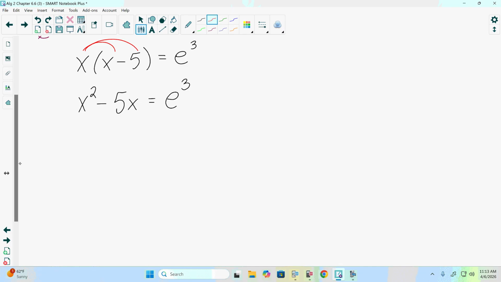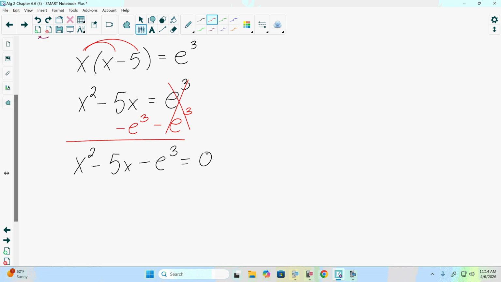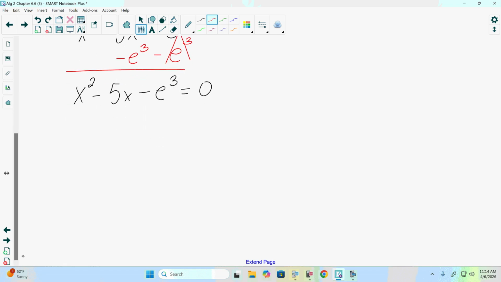I do have an x squared term, yes? So I have to get this equation equal to 0. Well, not what I meant to write. So we're going to have to subtract e to the third from both sides, because e to the third minus e to the third, even though it is an irrational number, does give me 0. And by moving it over, we get x squared minus 5x minus e to the third is equal to 0. Yes?